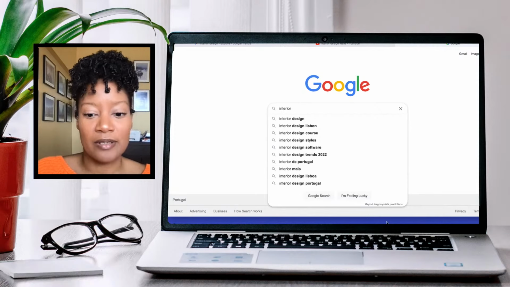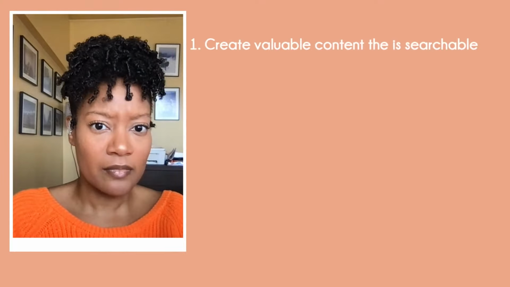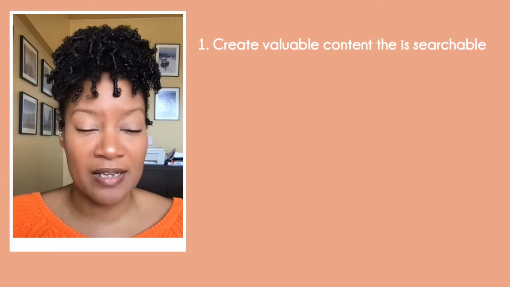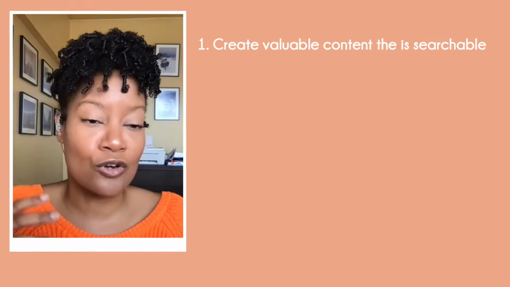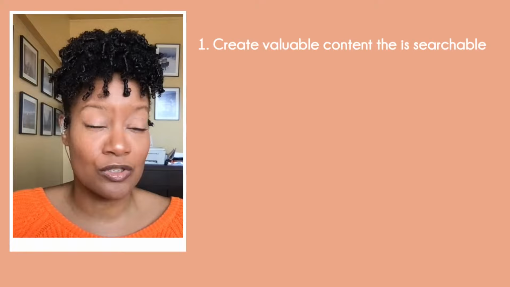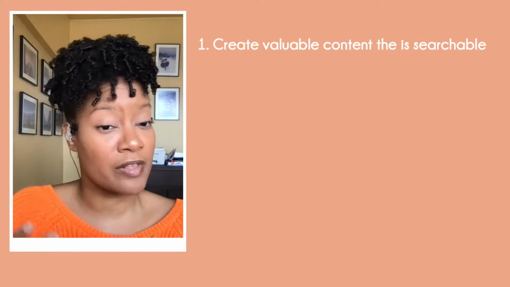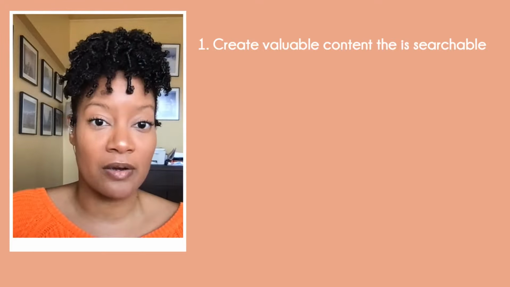So after you do all that, you do a little bit of research with that. Next, we're going to talk about what you do once you find the key terms and the topics in which you are interested in discussing. So the first thing you're going to consider is that you're going to create valuable content that is searchable. I just showed you how you can find some key terms and keywords to use to make it searchable. You're going to put those keywords in your content, whether that be a video or a blog, okay?